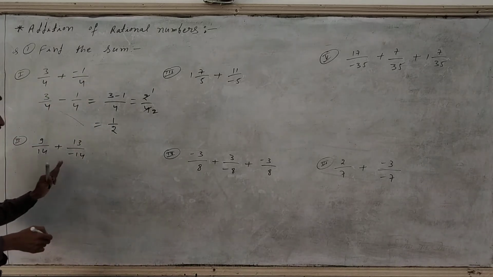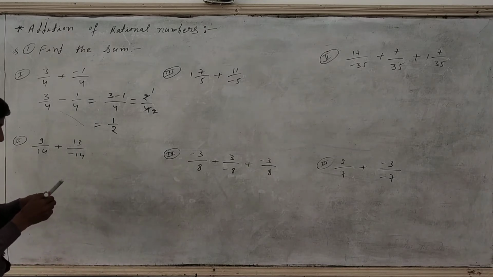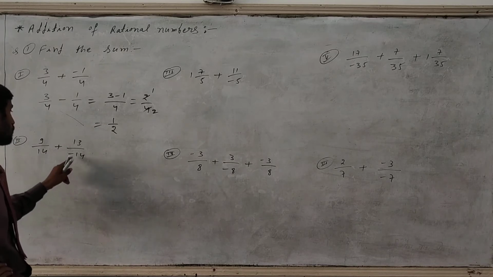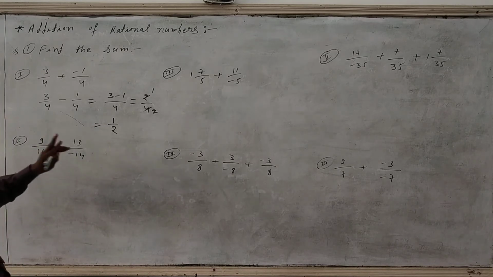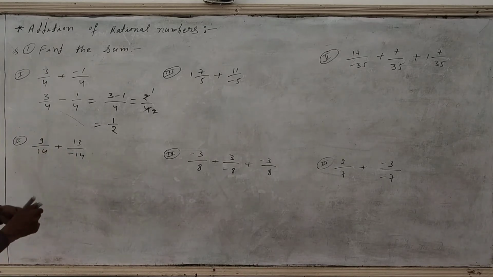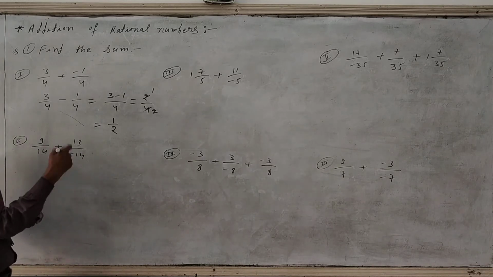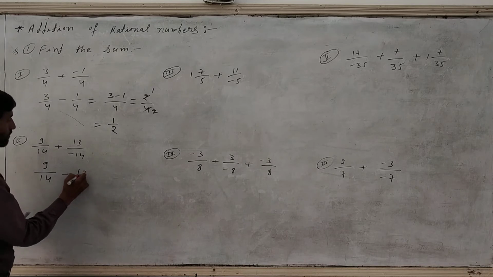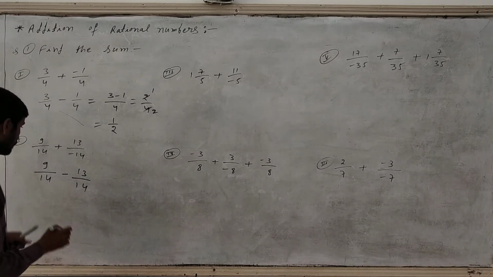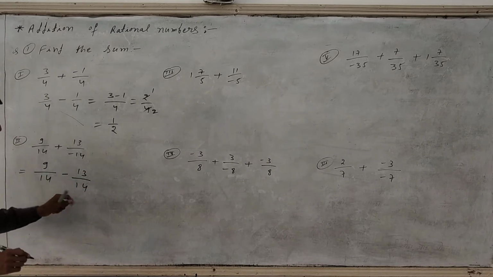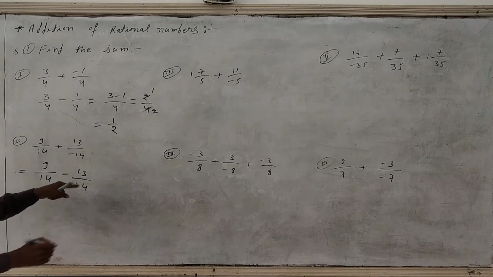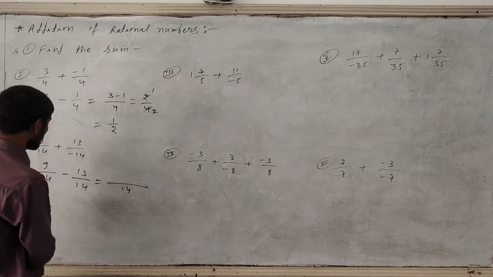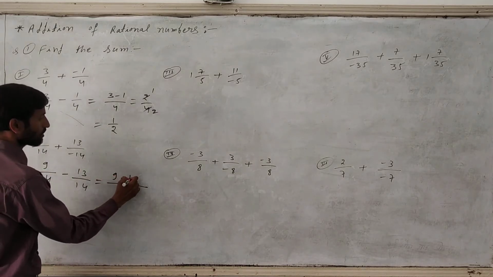Okay. Next we have to apply it here also. Here the minus sign is given in the denominator. So no tension, just take this minus again here. Again it will come minus, because plus and minus will come. So 9 upon 14 minus 13 upon 14. Again the denominator is the same, so there will be no need to take the LCM. 14 will come, 9 minus 13. Just write it down like this.